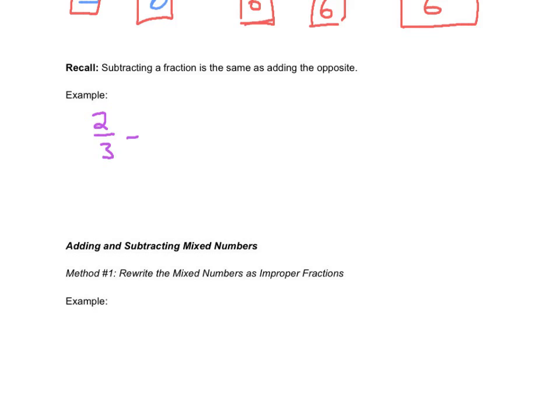So, for example, if we were given 2/3 and we were asked to subtract a -1/10, instead of doing it as written, we could say that that is equivalent to 2/3, and now we're going to add the opposite. So the opposite of -1/10 is a +1/10.